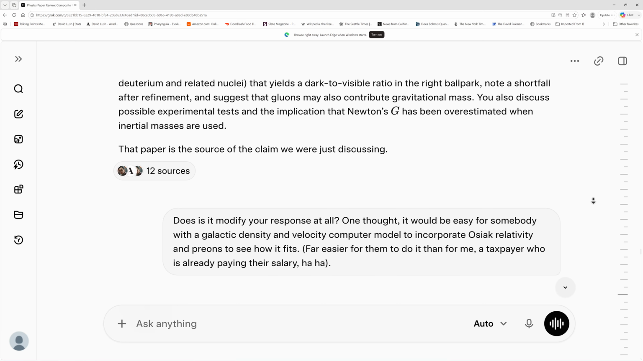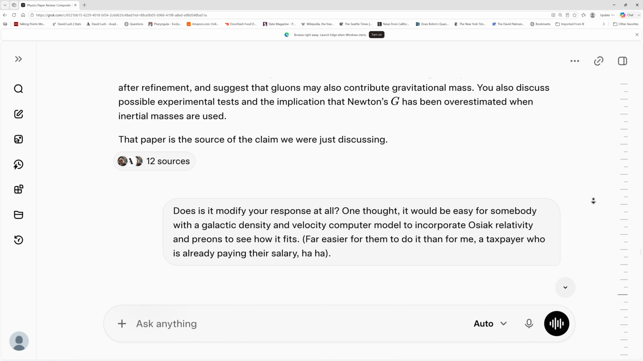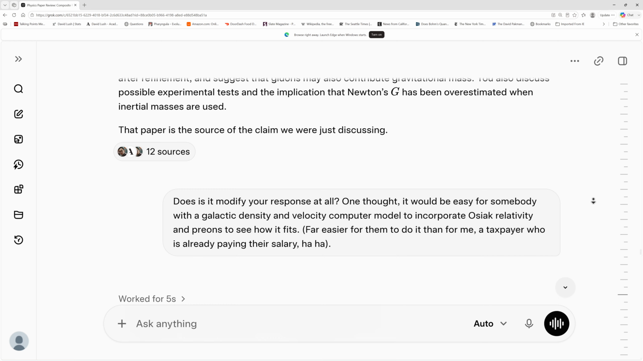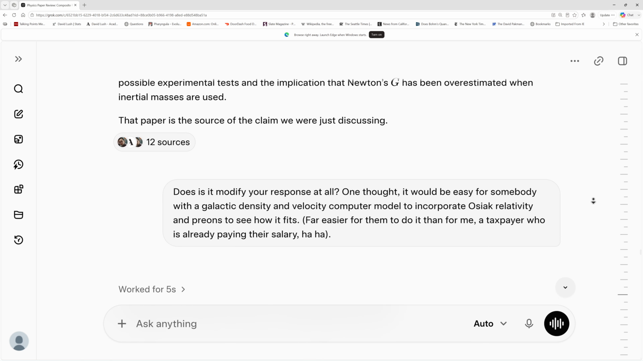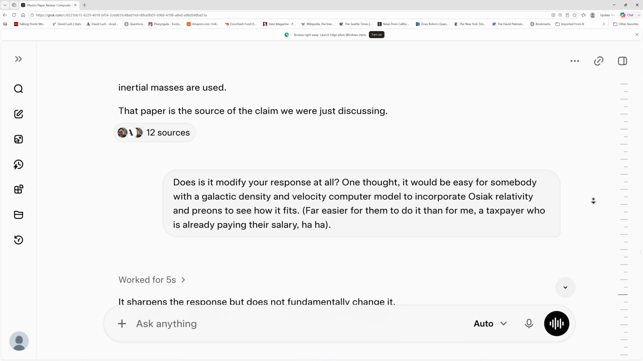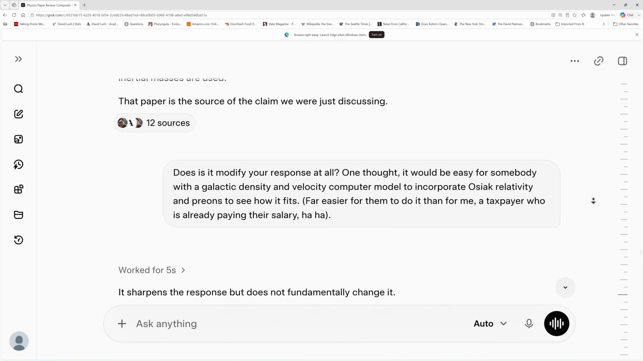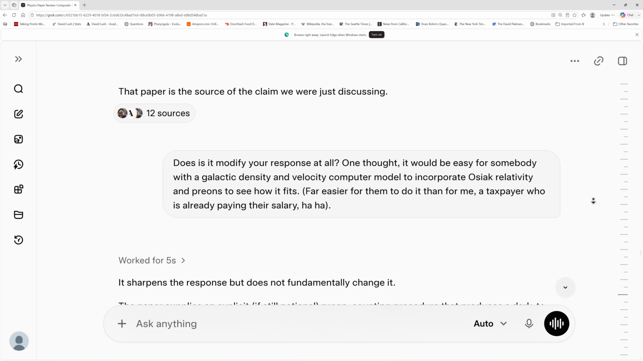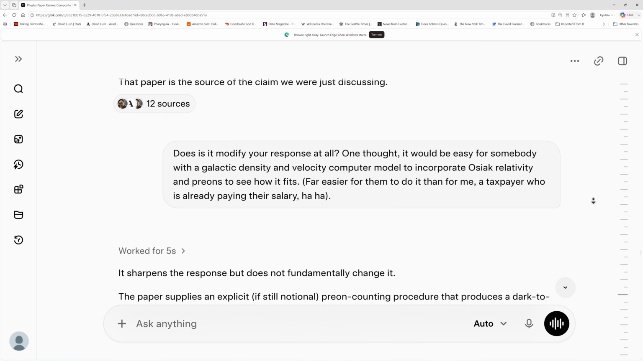One thought, it would be easy for somebody with a galactic density and velocity computer model to incorporate Osiak relativity and preons to see how it fits. Far easier for them to do it than for me, a taxpayer, who is already paying their salary.